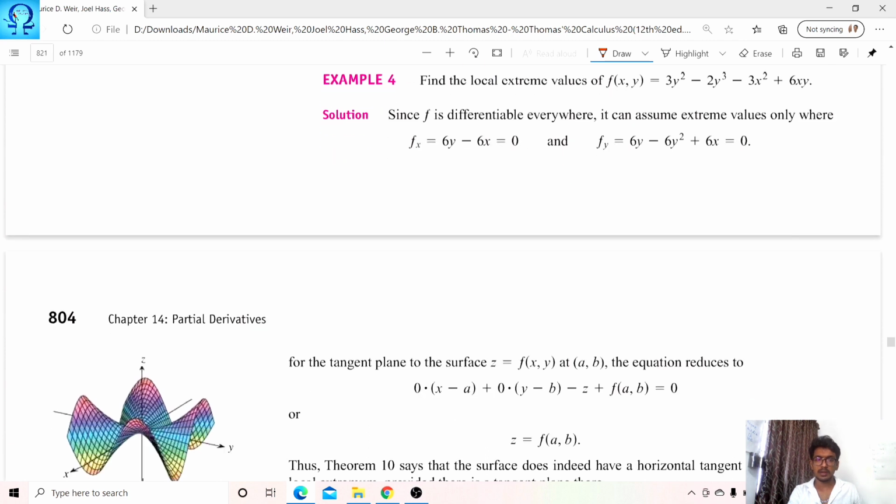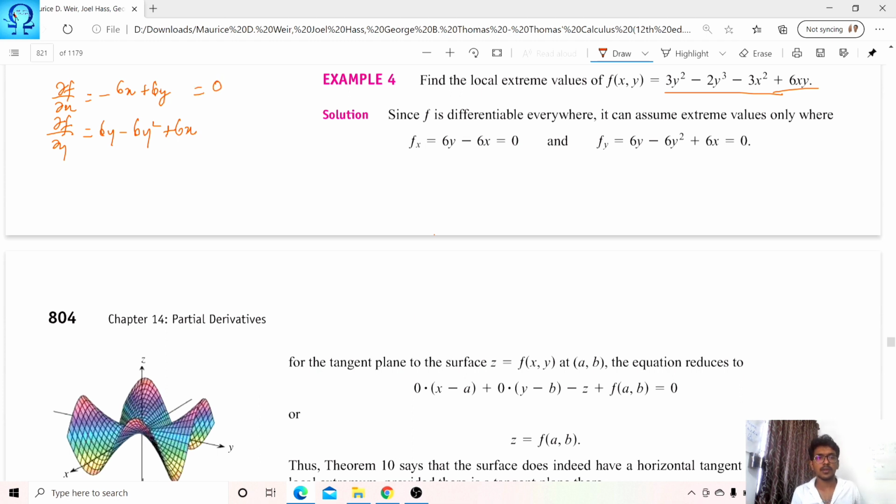Okay, here we have another problem. Here we are asked to find out the local extreme values of some function. Here if you find out what is your del f upon del x, it is going to be minus 6x plus 6y, and del f upon del y is 6y squared plus 6x.